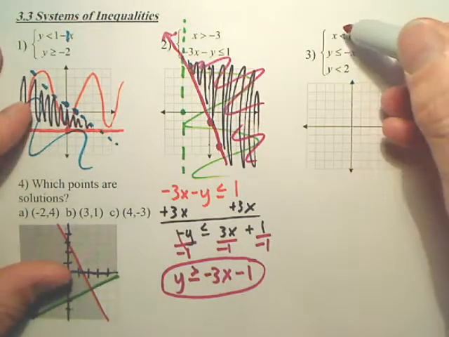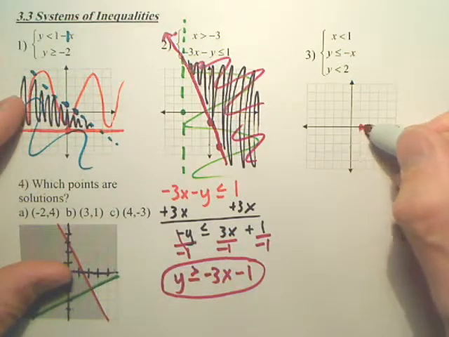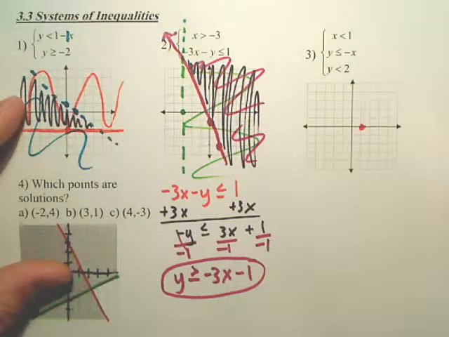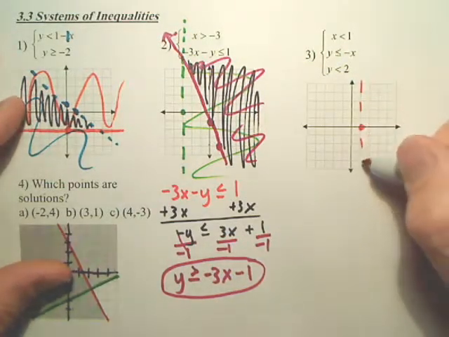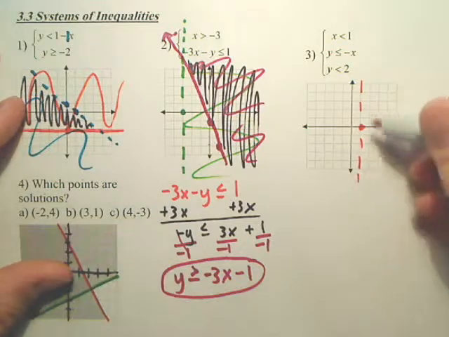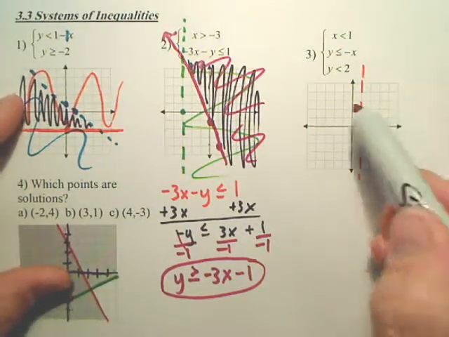Next, this one has three equations. X is less than 2, so put a dot at 2. Sorry, x is less than 1, so put a dot at 1 for x. It's a less than, so it's dotted. Less than, well, the smaller side of an x is this side.